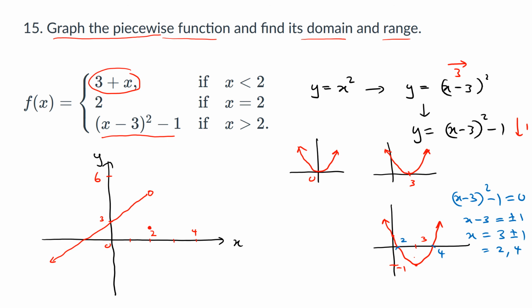So you can see 2 is not included. That means there's an open dot here, and it's going to go down to -1. It's going to go up. So that is the graph we're going to get, and that value is -1 right here. So that is the graph we're going to get for the piecewise function. Okay, so let's do the final problem.